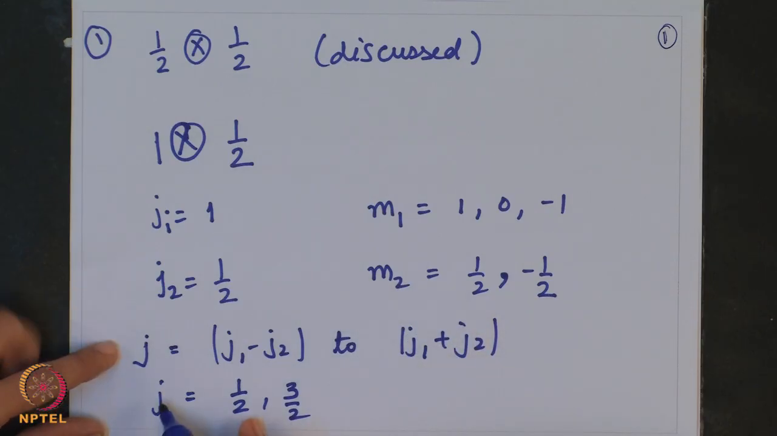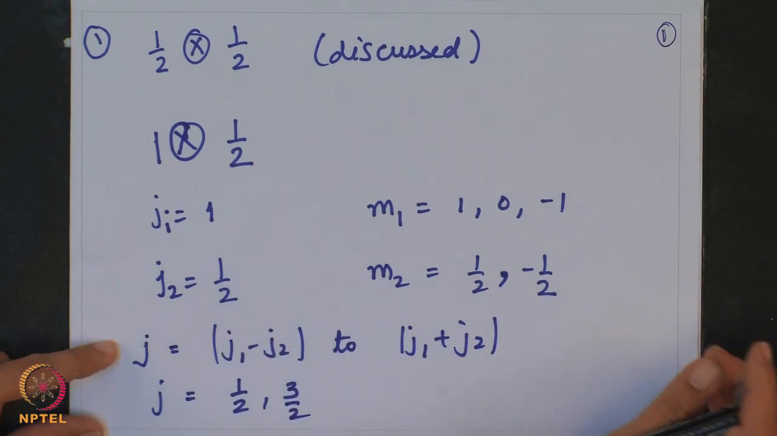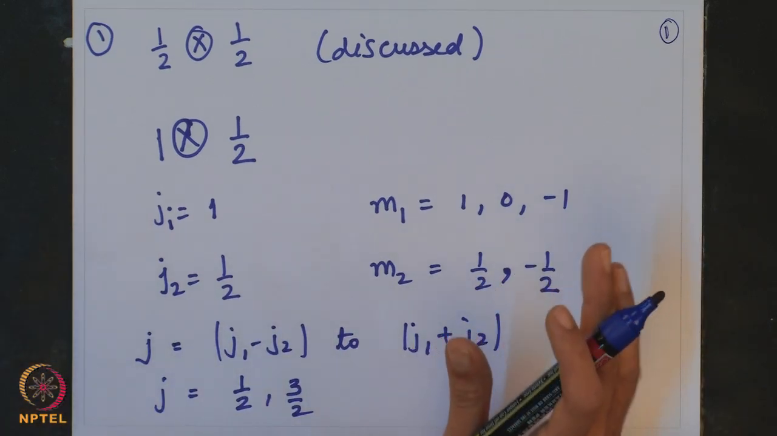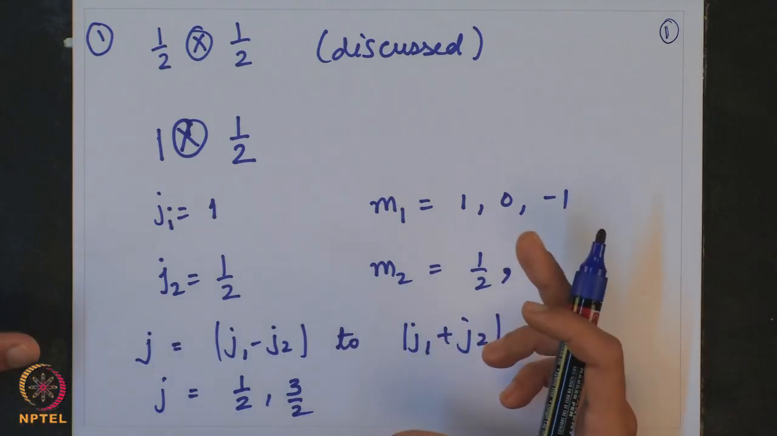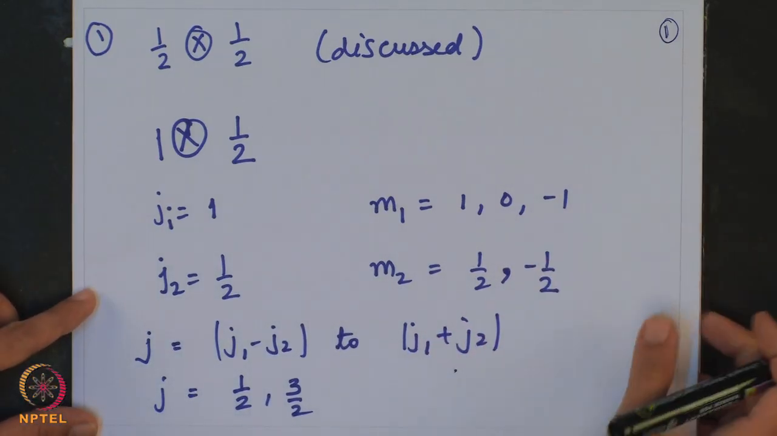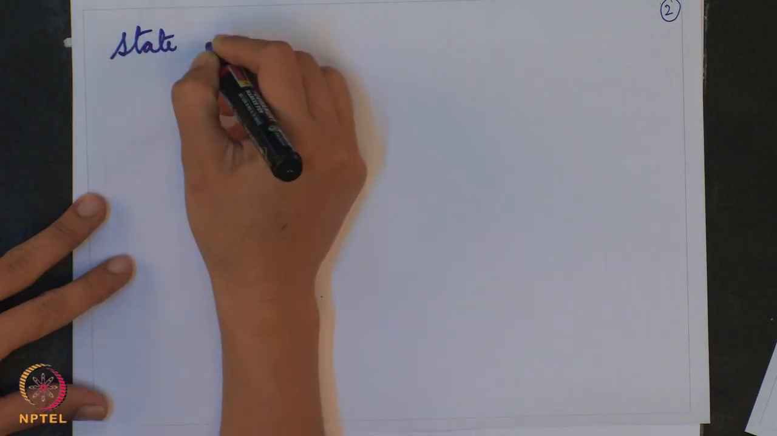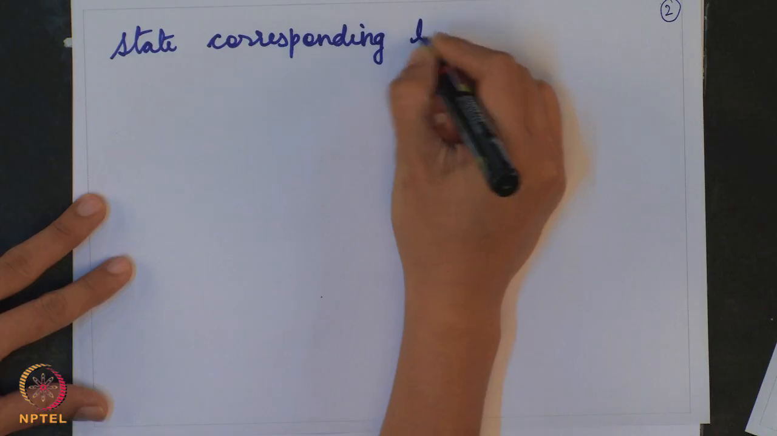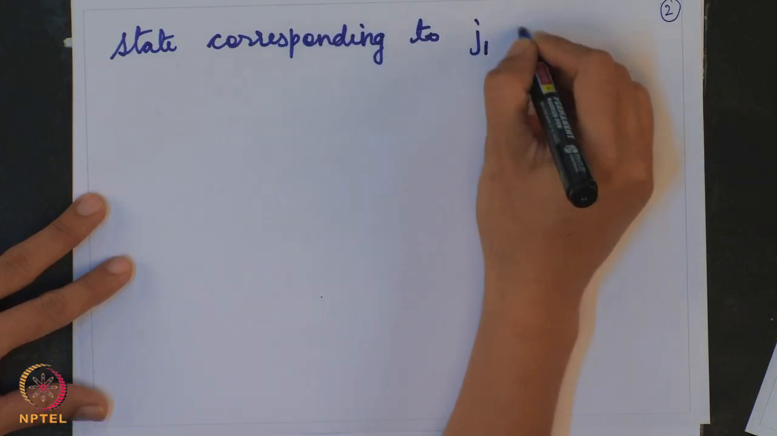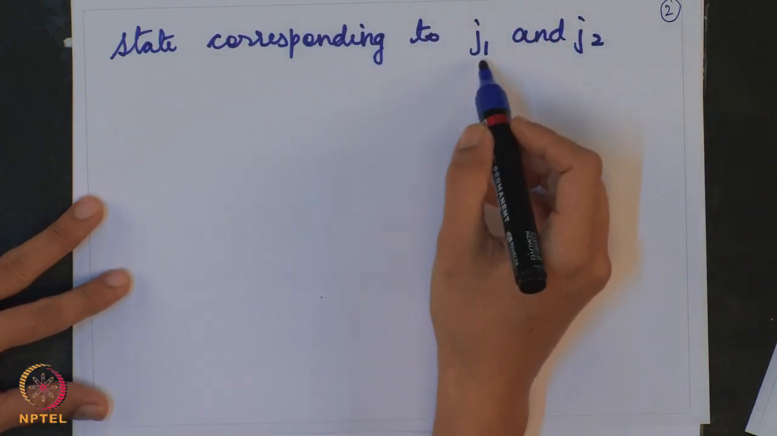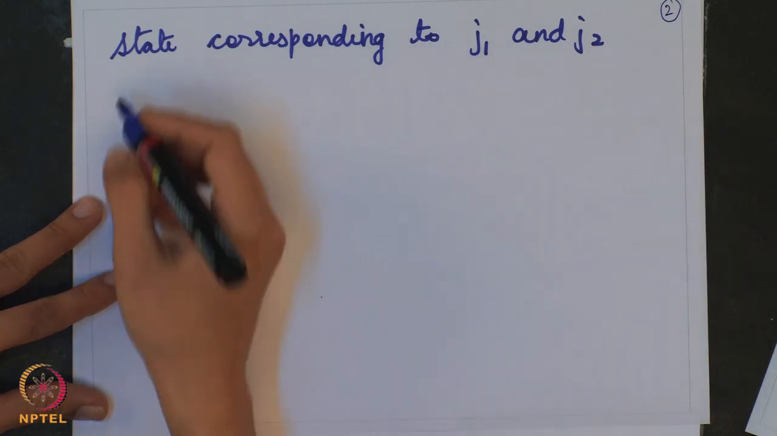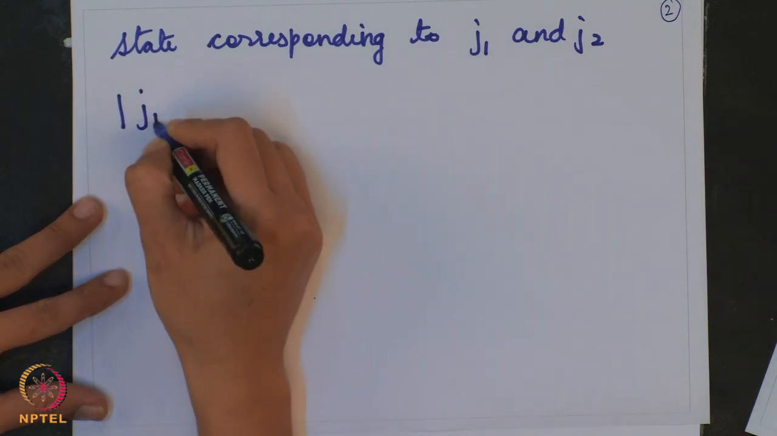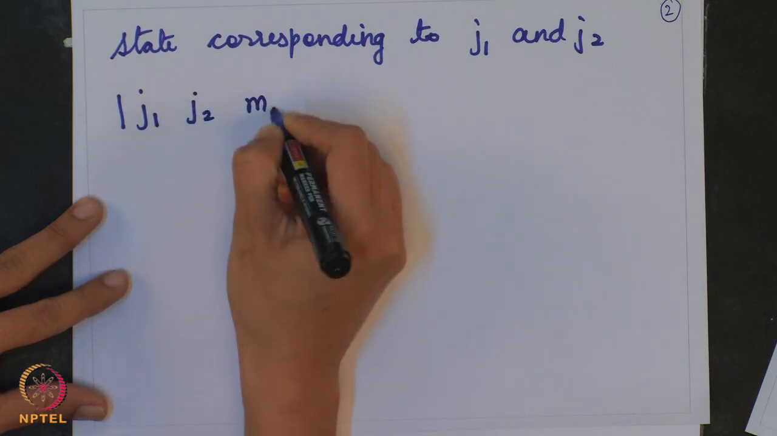Here you can see that you are writing this coefficient in terms of a coupled and an uncoupled basis. Let us write the uncoupled basis first. What do we obtain for the state of the system corresponding to J1 as 1 and J2 as 1/2? How do we write the state of the system? J1, J2, M1, M2.